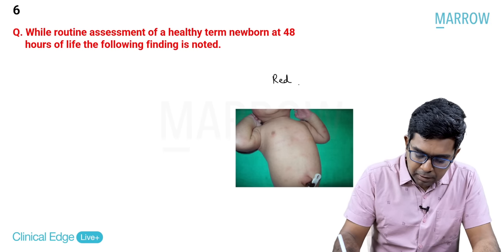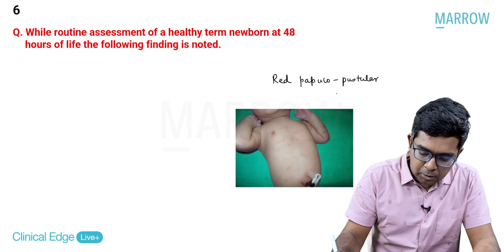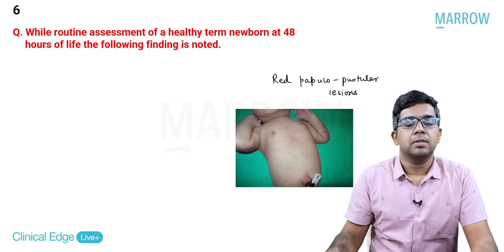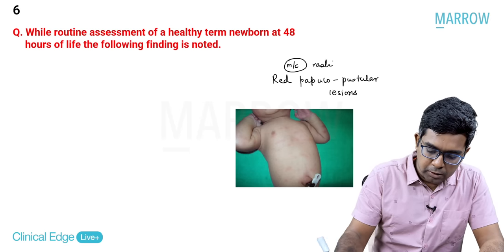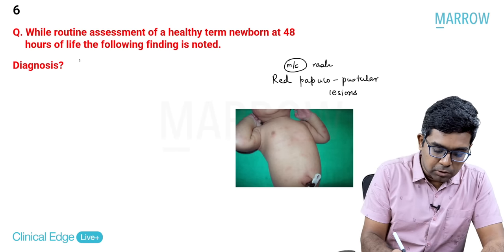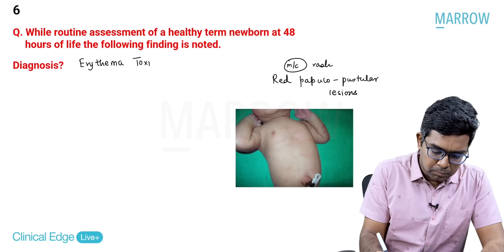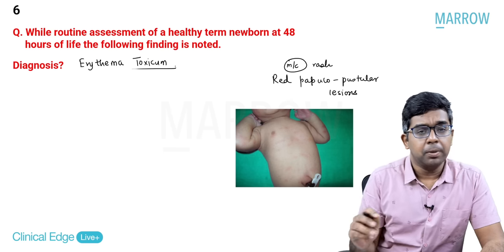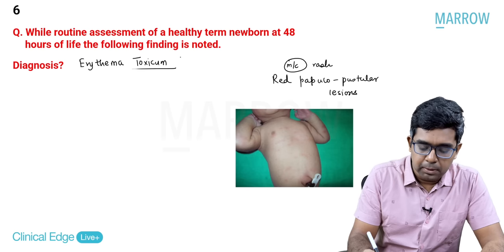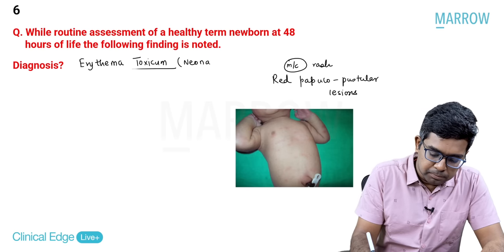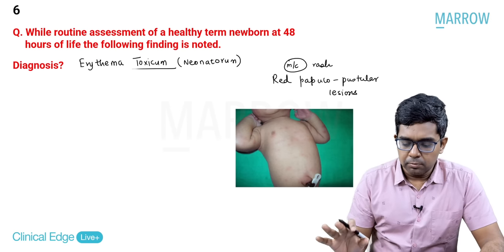red colored papulopustular lesions. Red colored papulopustular lesion seen in the baby, which is supposed to be the most common rash finding noted in a newborn. What is the name for this? Yes, it is called erythema toxicum. Toxicum is actually not an appropriate name for this because the baby is actually a healthy, well baby. So the new name for this erythema toxicum is erythema neonatorum. Now this is the most common rash.